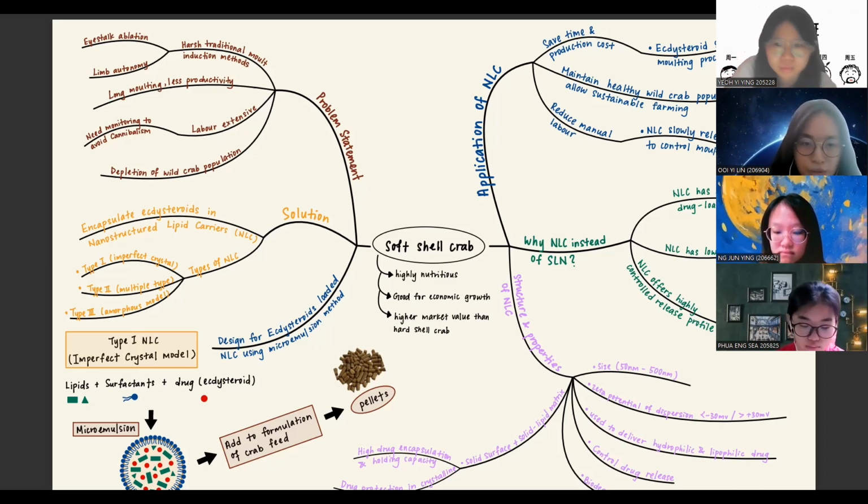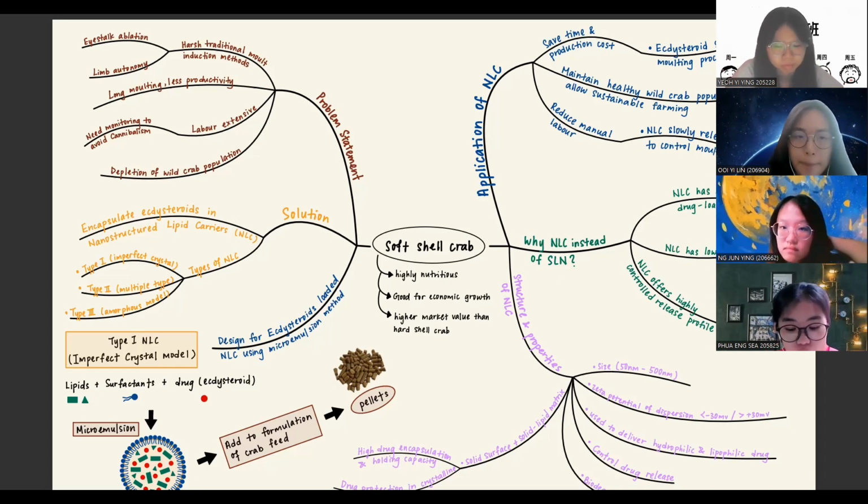Are there any questions? Hello, group 2. I have one question: will the surfactants on the outer layer of the NLC pose a toxic effect to the crab or human?